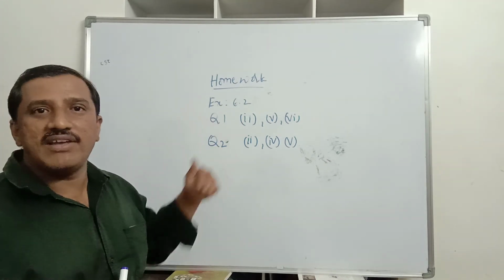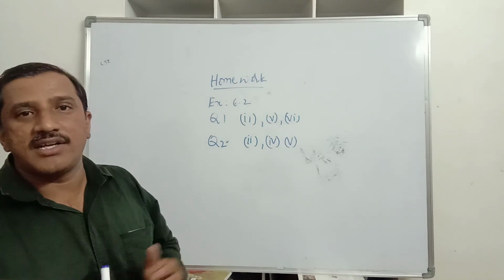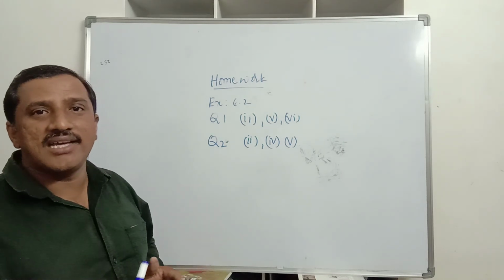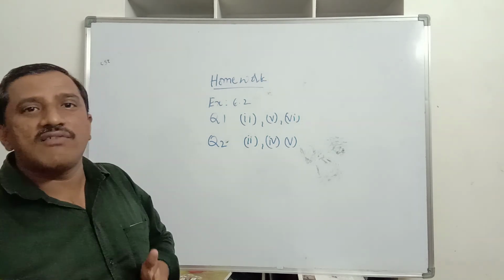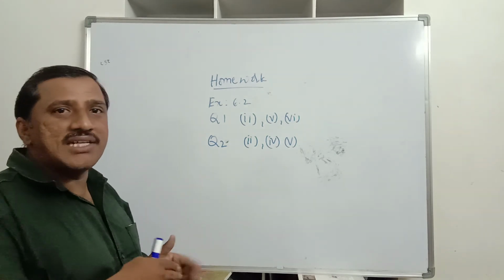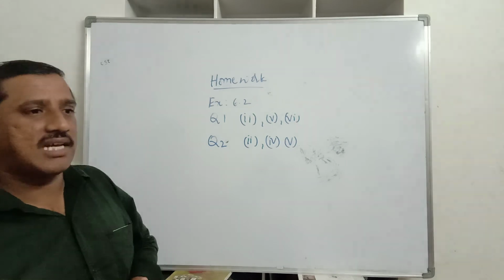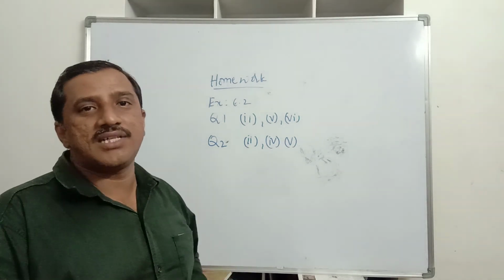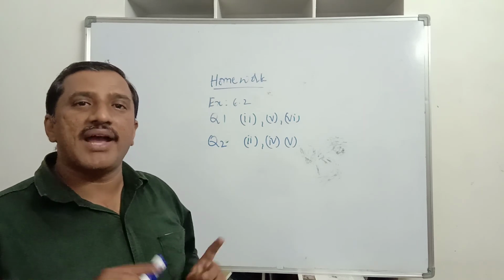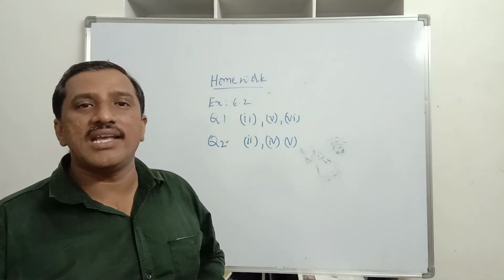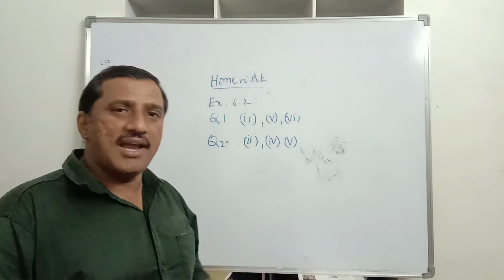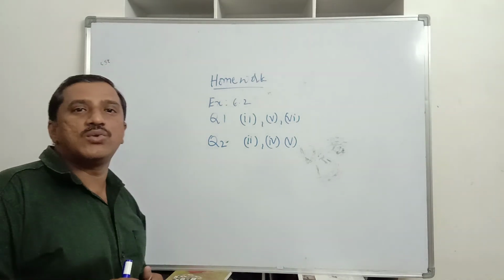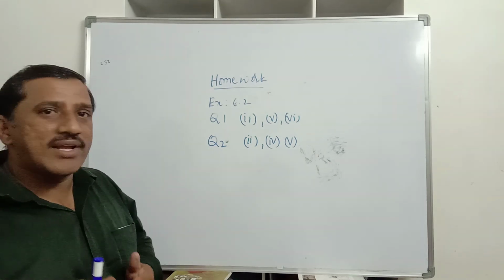Using that property, we solved exercise number 6.2. We found the exterior angle by adding the two given interior opposite angles. The other case is when one interior opposite angle and the exterior angle are given: how to find the other unknown interior opposite angle. We found it by subtracting the known interior opposite angle from the exterior angle. We discussed this in exercise number 6.2. I hope you understand today's concept.